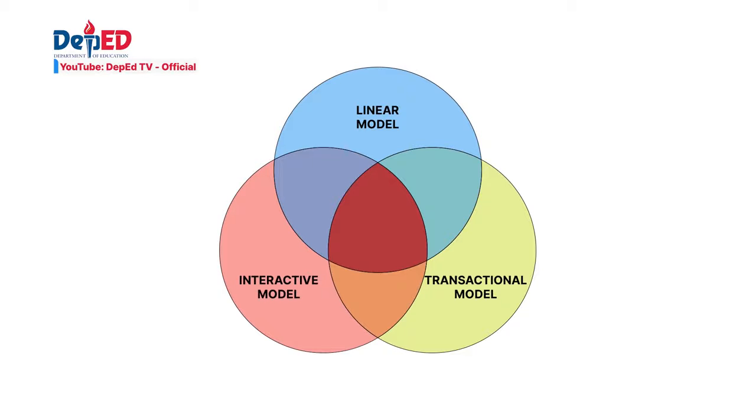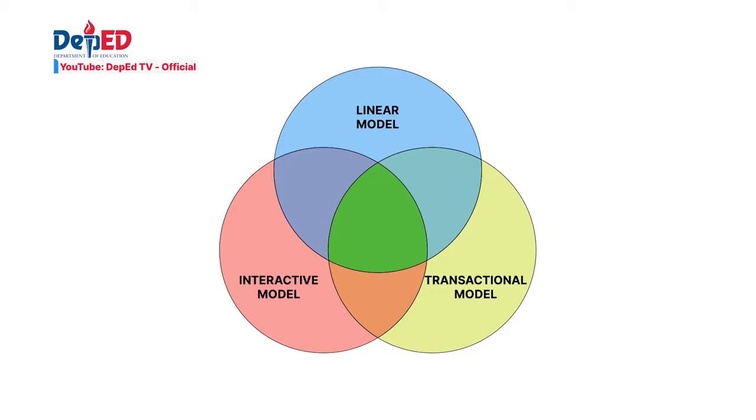For these parts of the diagram, you will write the similarities of a linear model to an interactive model and a linear model to a transactional model. For this part, you will write the similarities of an interactive model to a transactional model. Lastly, for this part, in the middle, you will write the similarities of the three models of communication. Your answers in the Venn diagram may vary. However, it may be answered in this way.